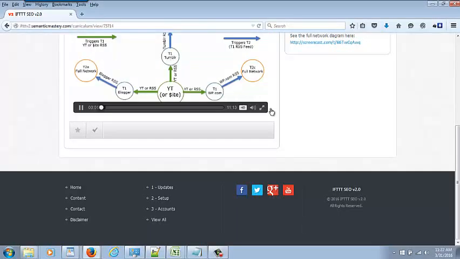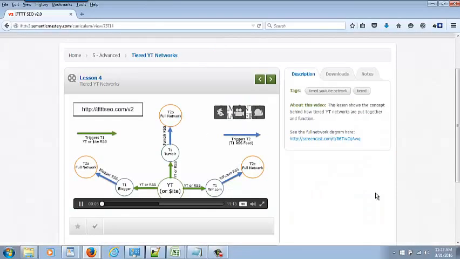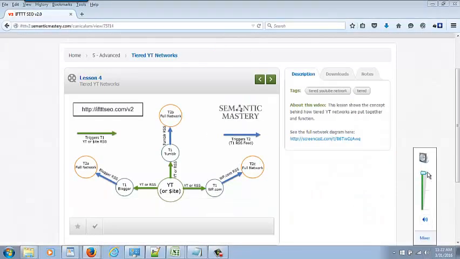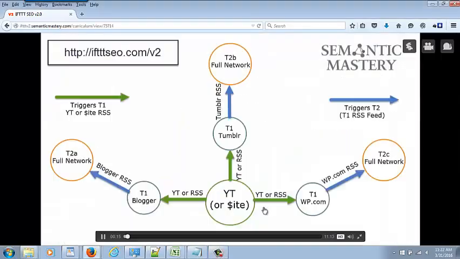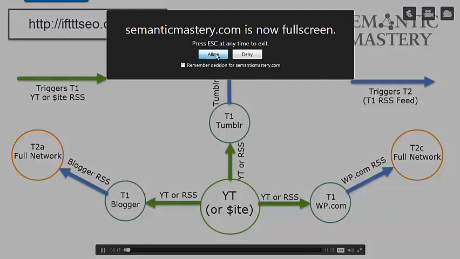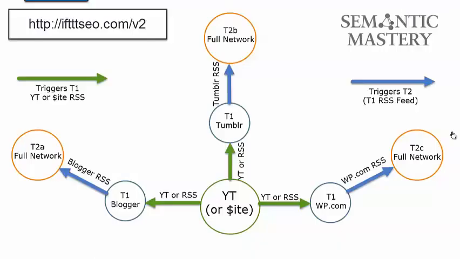Alright, so here we are at the tiered network training. Now, in this video, I'm going to talk about the best way to use tiered networks and then the concept behind how they get set up. And then in the following video, we'll go into actually showing the inside of the second tier IFTTT accounts so that you can see inside IFTTT how they're connected. Okay, so this is more about the concept and best practices.